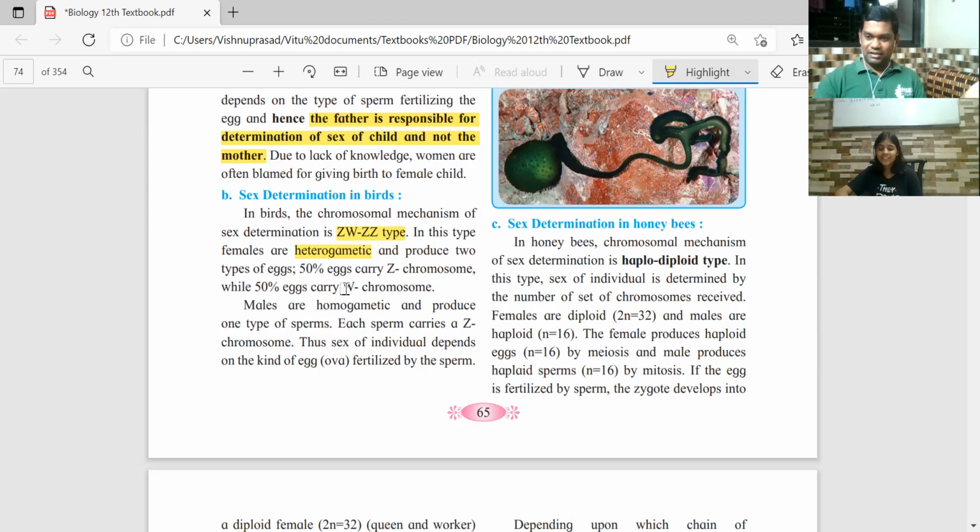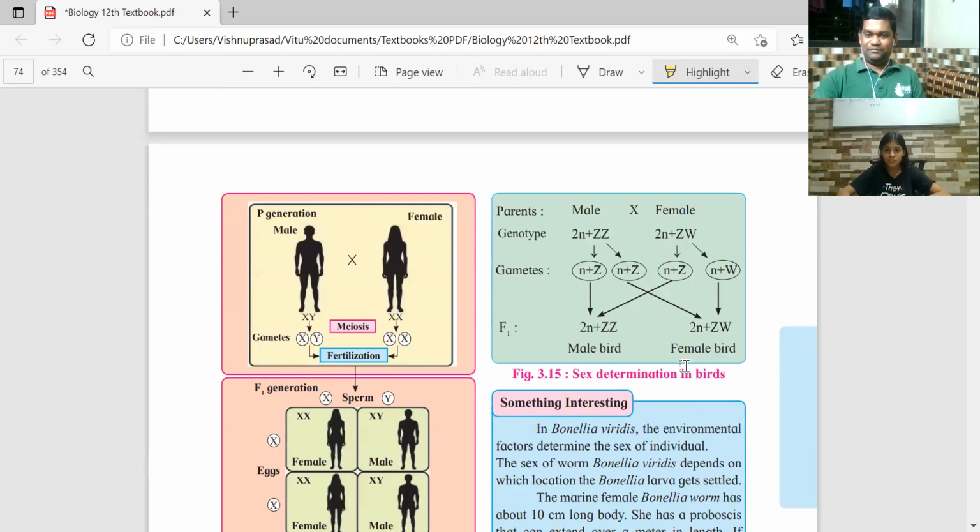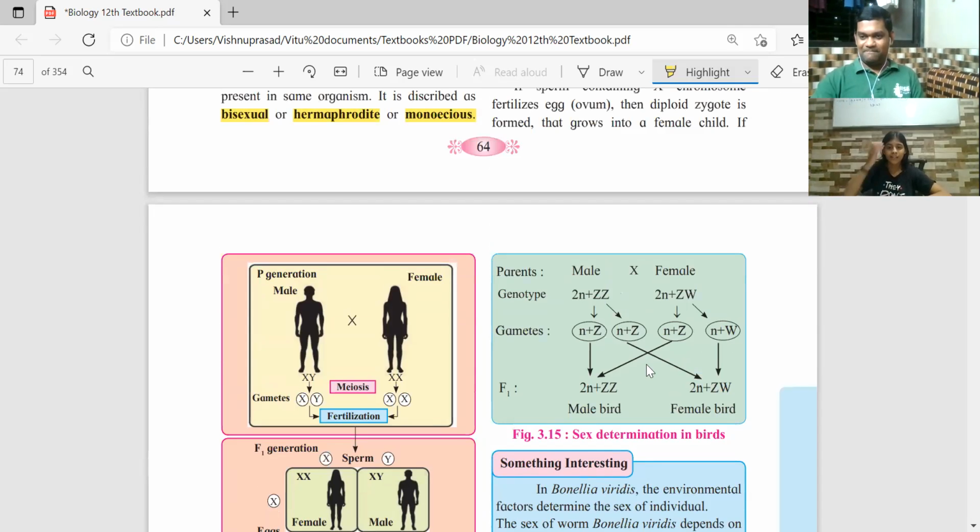Sperms में था in the case of human beings, वैसे यहाँ पे female में eggs में, birds में. And here the males are homogametic, only one type of sperm, and it is only the Z chromosome that the sperm carries. Whichever egg is fertilized by the sperm, that determines the sex of the unborn bird. Simple. So males में 2n plus ZZ, female में 2n plus ZW. Exactly opposite, जैसा humans में. That's why the letters represented are different.